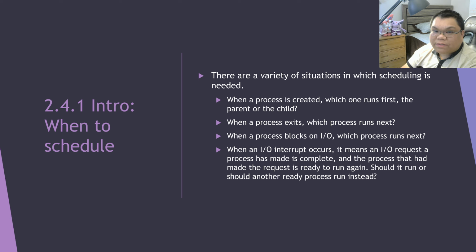There are a variety of situations in which scheduling is needed. When a process is created, which one's first, the parent or the child? When a process exits, which process should run next? When a process blocks on I/O, which process runs next? When an I/O interrupt occurs, it means an I/O request a process has made is complete, and that process that had made that request is ready to run again. Should it run again, or should some other ready process run instead?